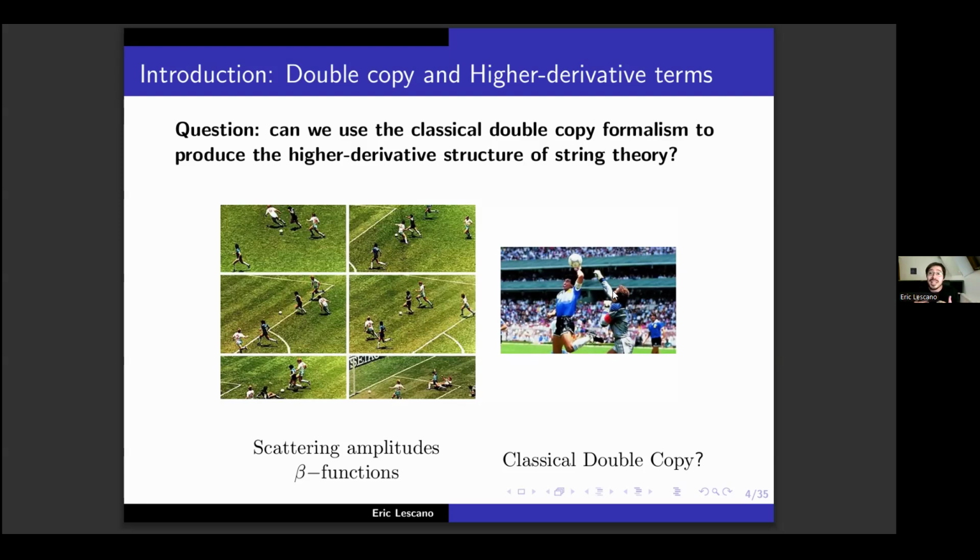And particularly, I would like to do the same. I would like to use this classical double copy map. Instead of starting from Yang-Mills, I would like to start from Yang-Mills plus a higher derivative correction, like a gauge Lagrangian with higher derivatives in flat space, if you want. And then I would like to perform this classical double copy map and obtain a higher derivative structure, hopefully related to string theory.